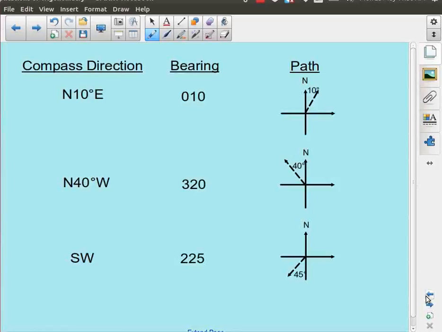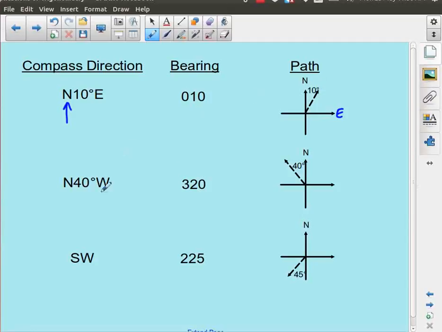So here are a few examples. Let's say you have the compass direction north 10 degrees east. That means you start facing north and then you turn 10 degrees to the east. East is over here. So I start facing north and I turn 10 degrees to the east. That is the same as a bearing 010, which means you start north and you turn clockwise by 10 degrees.